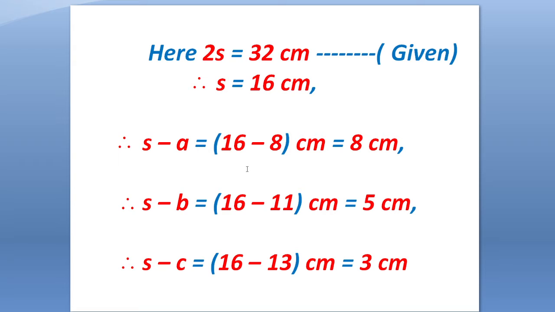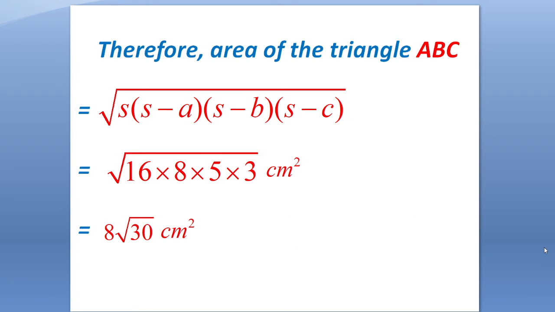Now find s minus a is equal to 16 minus 8, s minus b is equal to 16 minus 11, s minus c is equal to 16 minus 13. Therefore s minus a is equal to 8 centimeter, s minus b is equal to 5 centimeter and s minus c is equal to 3 centimeter. Now this is the Heron formula. Therefore, area of the triangle is equal to under root s into s minus a into s minus b into s minus c. s is equal to 16.